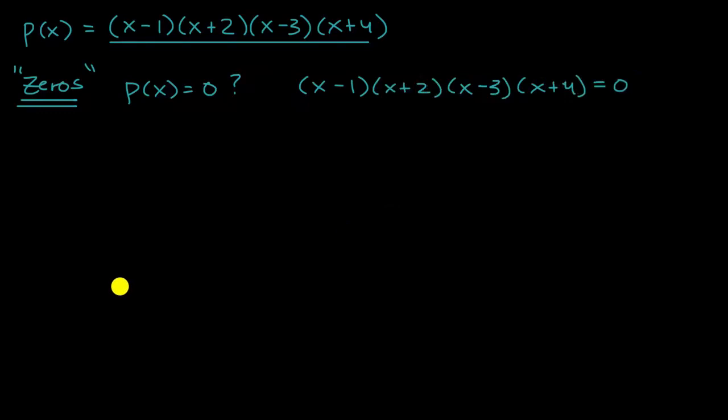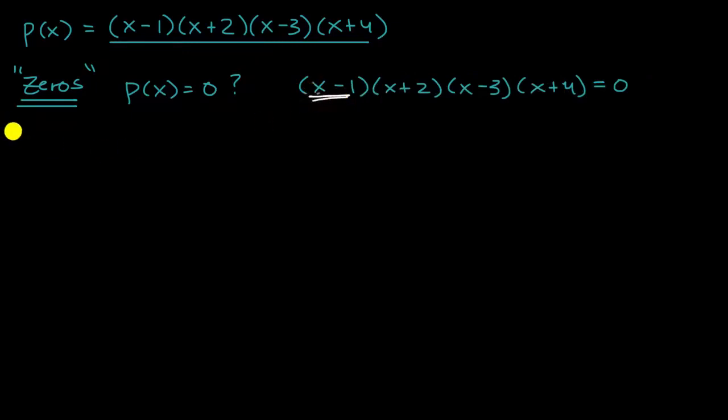Well, the key realization here is if you have the product of a bunch of expressions, if any one of them is equal to 0, it doesn't matter what the others are because 0 times anything else is going to be equal to 0. So the fancy term for that is the zero product property. But all it says is, if you can find an x value that makes any one of these expressions equal to 0, that's going to make the entire expression equal to 0.